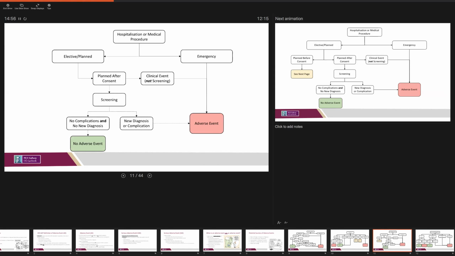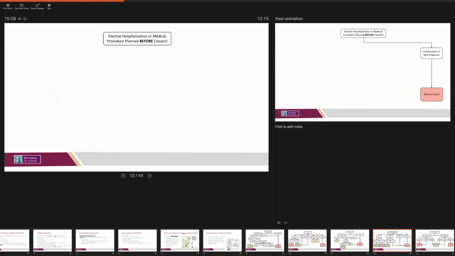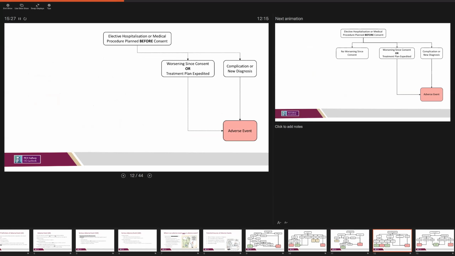If, on the other hand, that colonoscopy either led to a complication or led to a new diagnosis, it would be an adverse event. If you have a planned procedure before the time of consent, I'm going to bring you through a separate algorithm now on the next page here. So if the elective hospitalization or procedure that was planned before consent winds up leading to a complication or a new diagnosis, it's likely to be an adverse event. You'll see what I'm saying is quite repetitive, but if there's a new complication or diagnosis, that's what goes on. Equally, if there's a worsening since the time of consent or the treatment plan gets moved forward, that's also likely to be an adverse event.